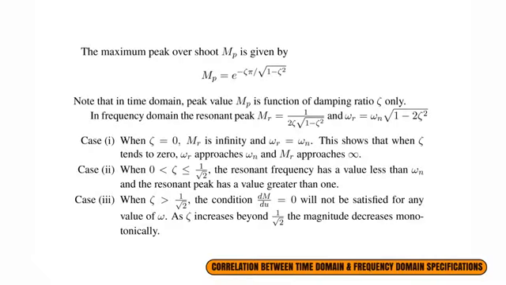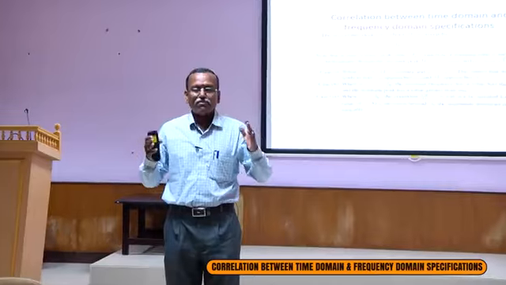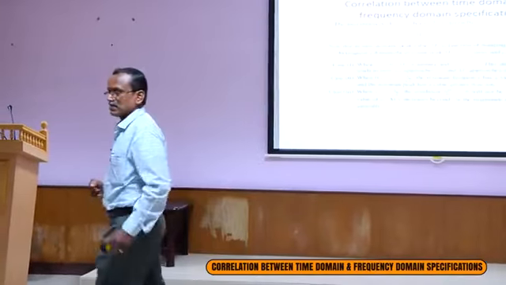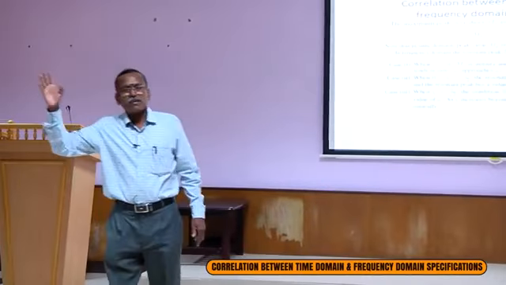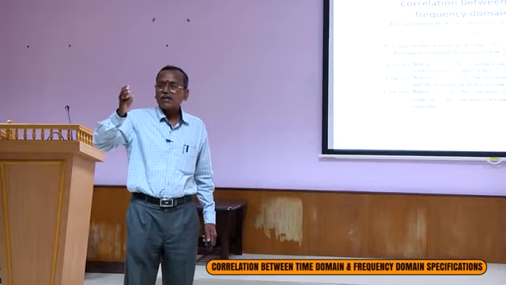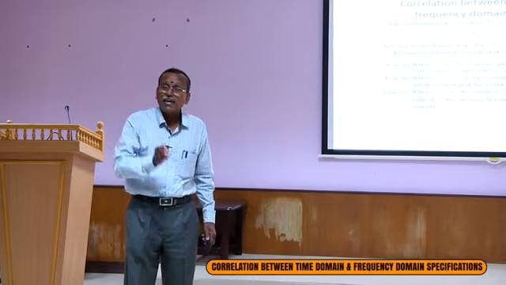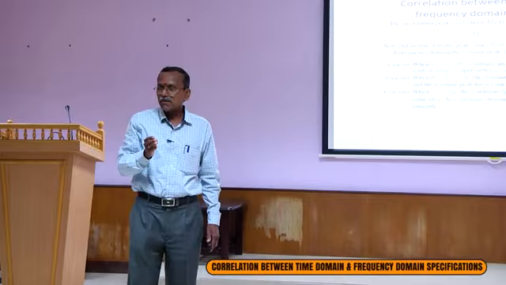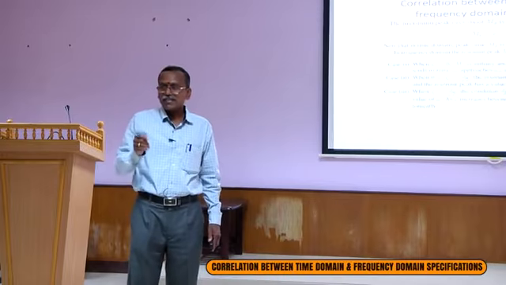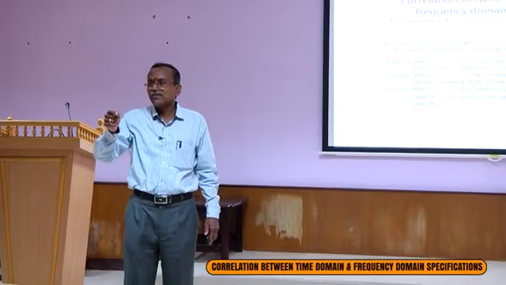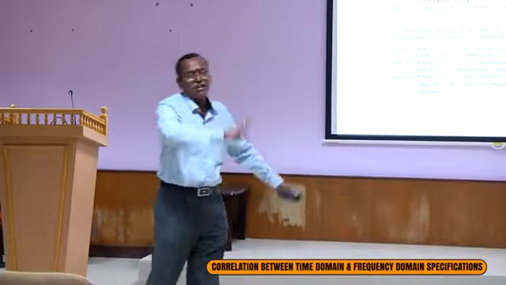In these two ranges, when zeta equal to 0, Mr is infinity, and in the time domain, Mp is maximum. So that is the correlation between the time domain and the frequency domain. What is the message from this? The time domain parameter is zeta, which is responsible for quick settling, responsible for settling time, and responsible for overshoot. So the time domain parameter means zeta only.